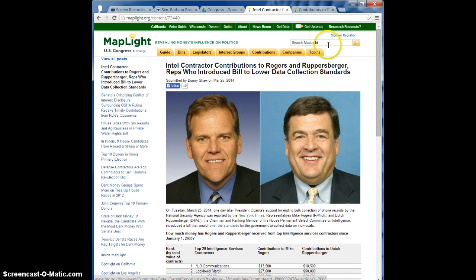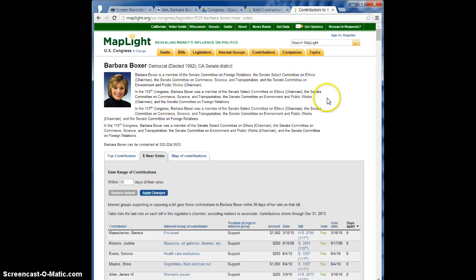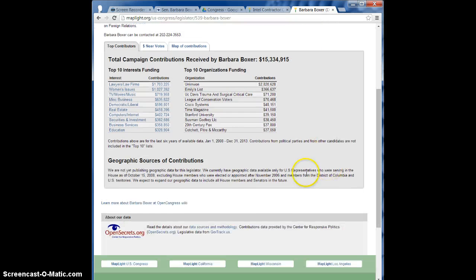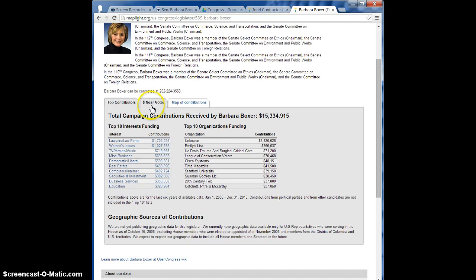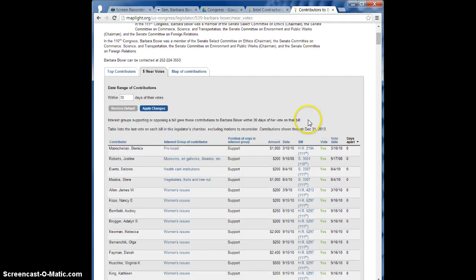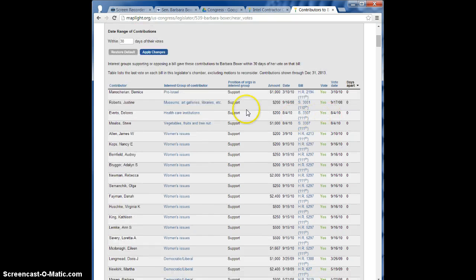So you can even search for your senator. I searched for Barbara Boxer, and it shows her top contributors, but this is basically the same information, and they even got the data from OpenSecrets.org. But if you go to Money Near Votes, it will spell this out for you. It shows interest groups supporting or opposing a bill, and the contributions they gave to Barbara Boxer within 30 days of her vote on that bill.